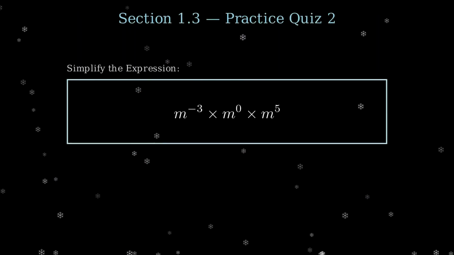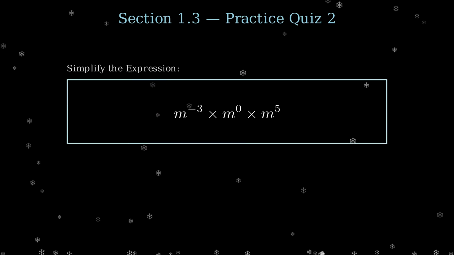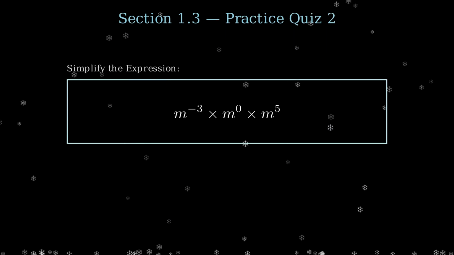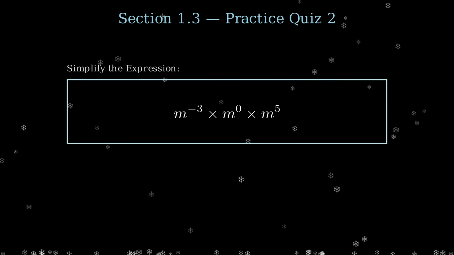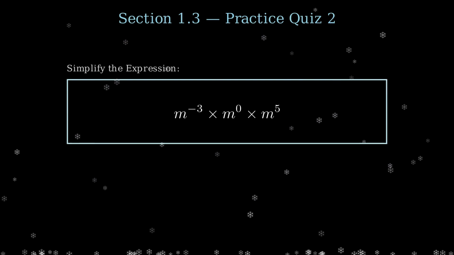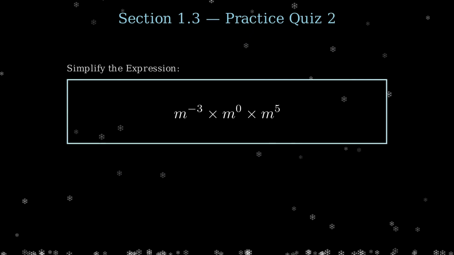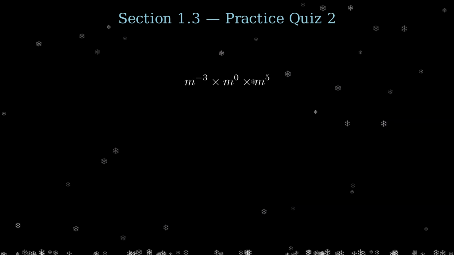Let's put your knowledge to the test with another practice problem. Evaluate and simplify the following expression, m to the negative third power multiplied by m to the power of 0, and then multiplied by m to the fifth power. Think about how to combine these different exponent types.